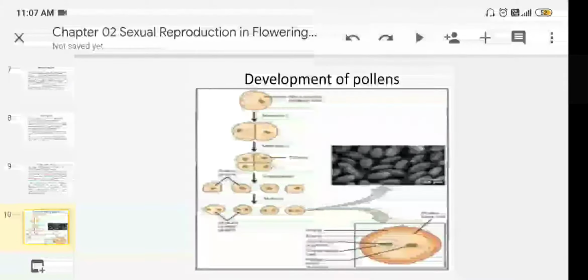Now, see, here it has been shown in this slide, the microspore mother cell divides by meiosis first to form two daughter cells. Again, these two daughter cells divide by meiosis second into 4 tetrads. Each tetrad gets separated. Now, each cell differentiates into the mature pollen grain.